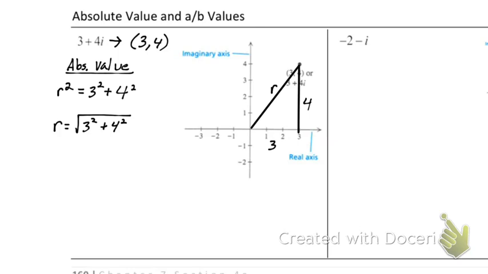It's the exact same formula as your magnitude, because magnitude was the square root of a squared plus b squared. Our absolute value is the square root of a squared plus b squared. It is the exact same. So if you see absolute value, think magnitude. So for this one, 3 squared is 9, 4 squared is 16, 16 plus 9 is 25, the square root of 25 is 5.